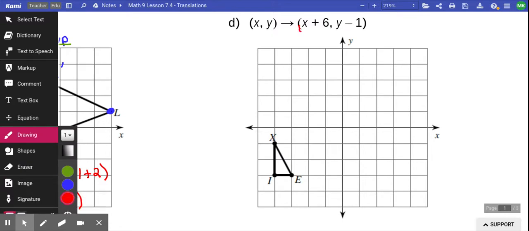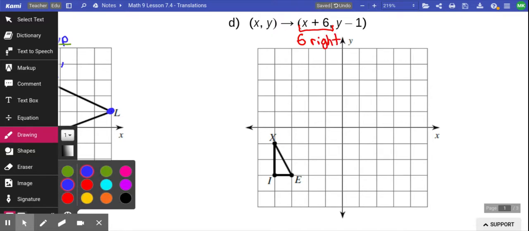When they say x plus 6, it means you're going to take all the x values and add 6 to them, effectively taking each point and going 6 to the right. When you read the second one, that's saying take all your y values and subtract 1, effectively taking all of your points and going 1 unit down. If you did this properly, that means point E should go 1 down, 6 to the right. 1, 2, 3, 4, 5, 6. So E prime is now there.